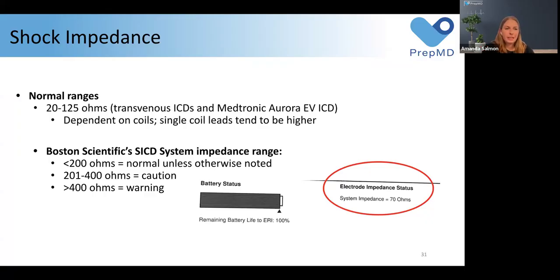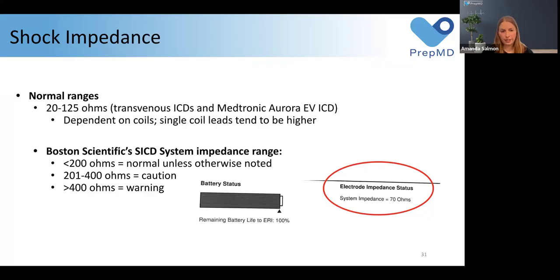But this shock impedance, the normal range for these transvenous devices and for the Medtronic Aurora EV-ICD, ranges between 20 and 125 ohms. This is completely dependent on, for transvenous devices specifically, how many coils the patient has. If it's a single coil lead, the impedance is more likely to be on the higher end of that 20 to 125. Boston Scientific's system impedance is a little bit different.